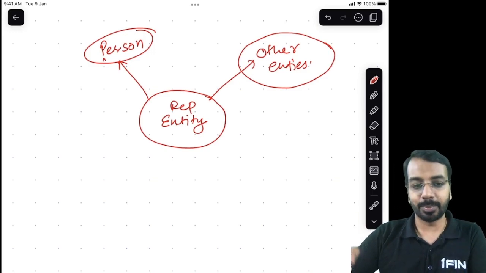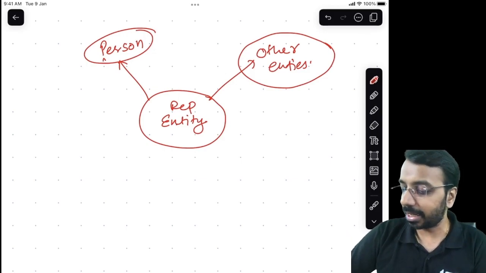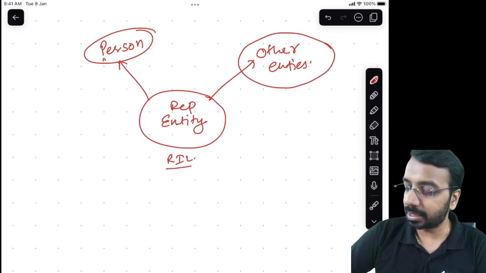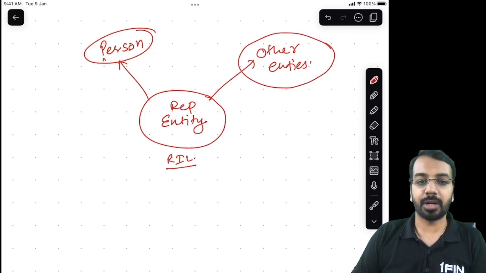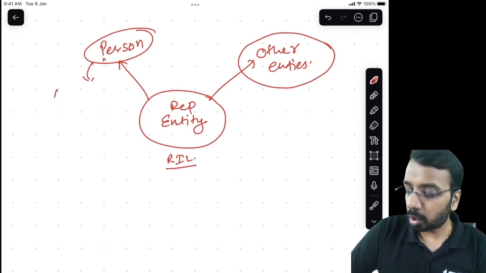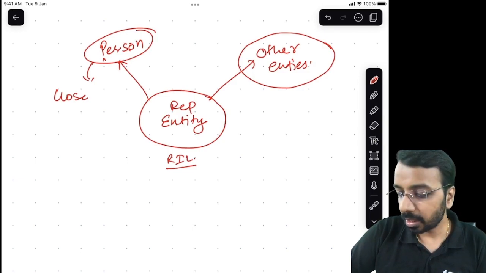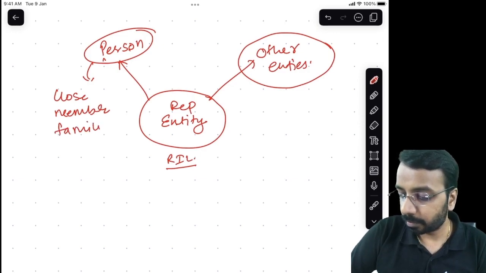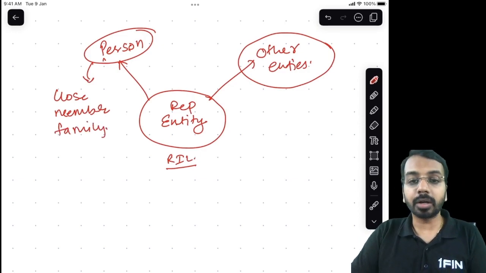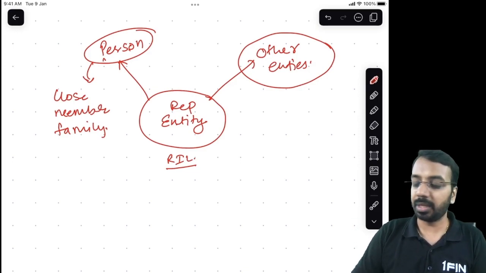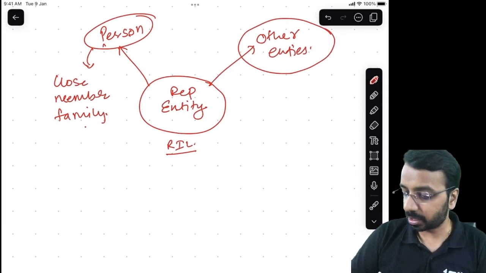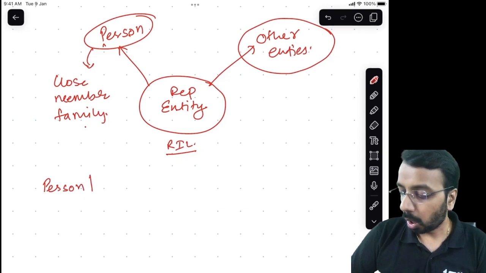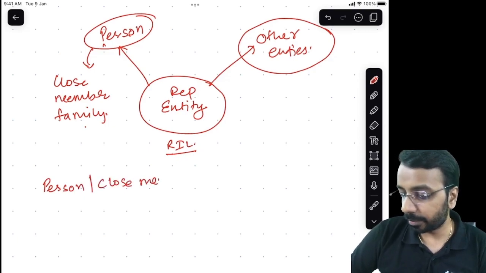To make it simple and easy for us to understand, let us say this reporting entity is Reliance Industries Limited. Now, who is this person we are talking about? The person or a close member of the family. So either the person or a close member of the person's family is related to the reporting entity if there are some conditions which are satisfied. So what are we saying? There is this person or a close member of the family.